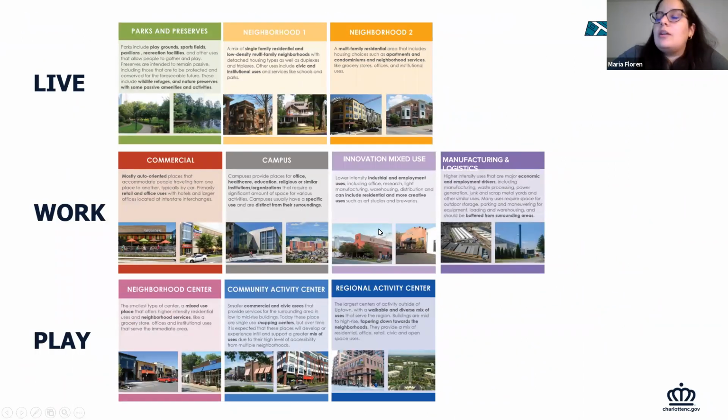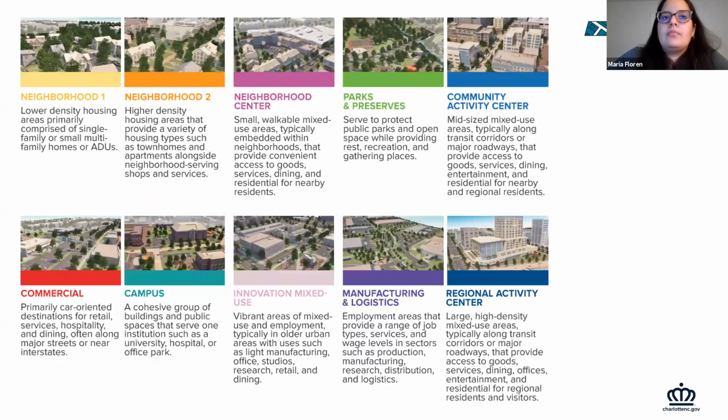So here you can see our place types palette that was developed in the comprehensive plan process. There are 3 place types in the live category: parks and preserves, neighborhood 1, and neighborhood 2. Then in the work category, there's commercial, campus, innovation, mixed use, and manufacturing and logistics. And then for play, we have neighborhood center, community activity center, and regional activity center. And so here they are again.